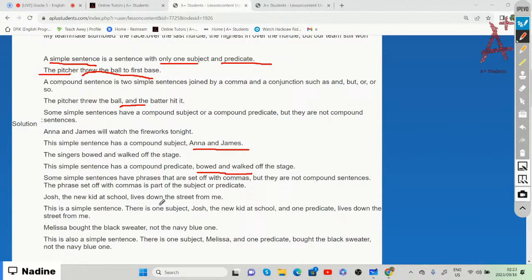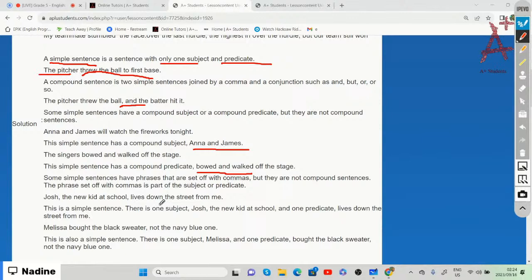So basically, when it comes to simple, compound, and complex sentences, right? A simple sentence has one subject and a predicate. Then we have a compound sentence, which has two simple sentences joined by a comma and a conjunction, such as and, but, or, so. Then we have some sentences that have compound subjects or compound predicates, but they are not compound sentences.